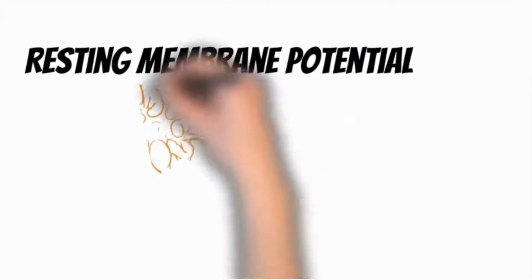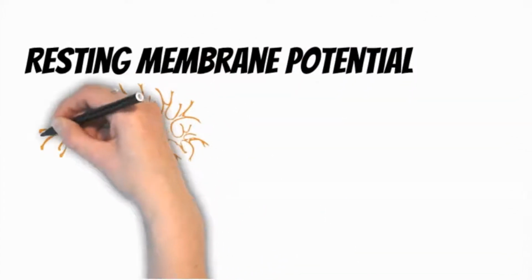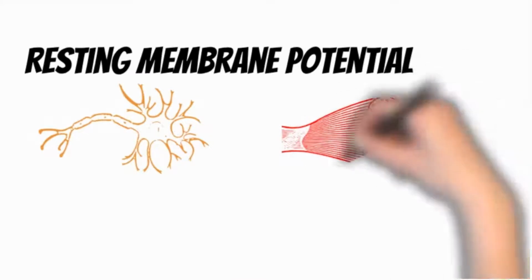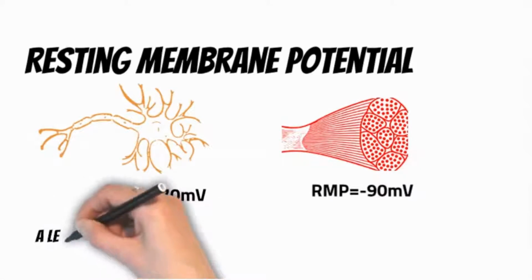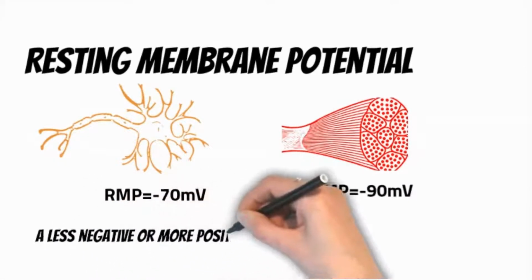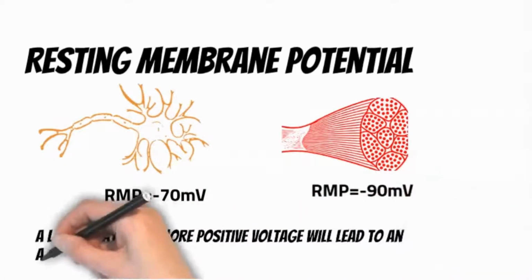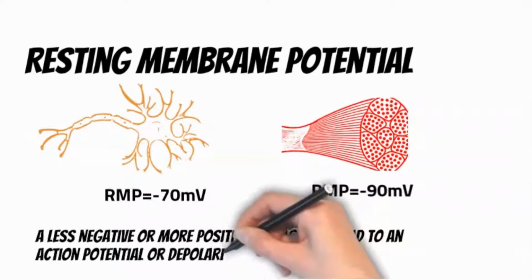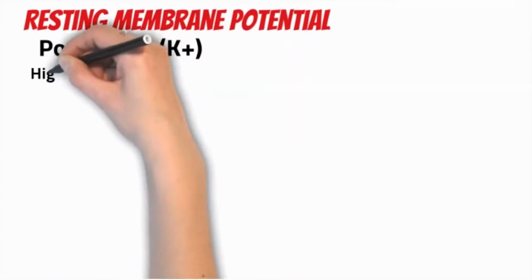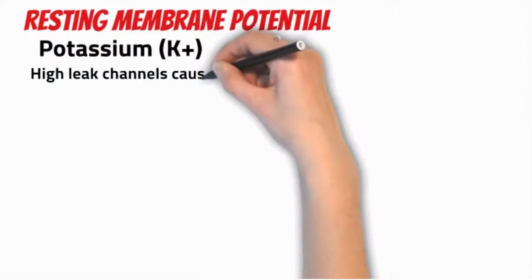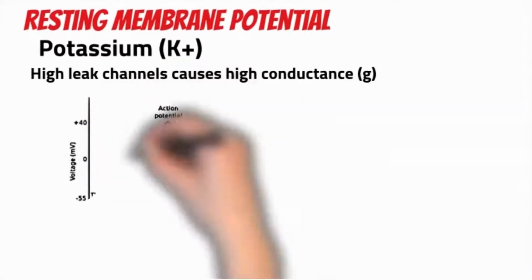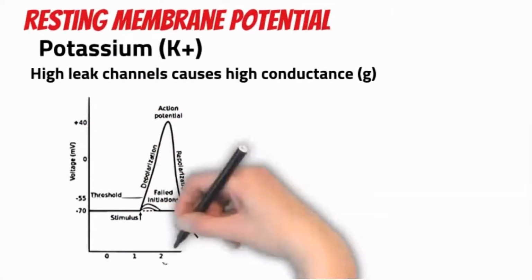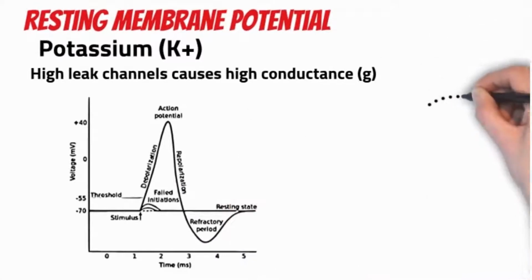The resting membrane potential is a simple concept. The resting membrane potential for a nerve is -70 mV, while for striated muscles it is -90 mV. If these values become more positive or less negative, this will result in an action potential. The number of leaky ion channels for potassium in excitable tissues is high, resulting in a high potassium conductance. Because of the high conductance of potassium, it is a big factor in depolarization and hyperpolarization.